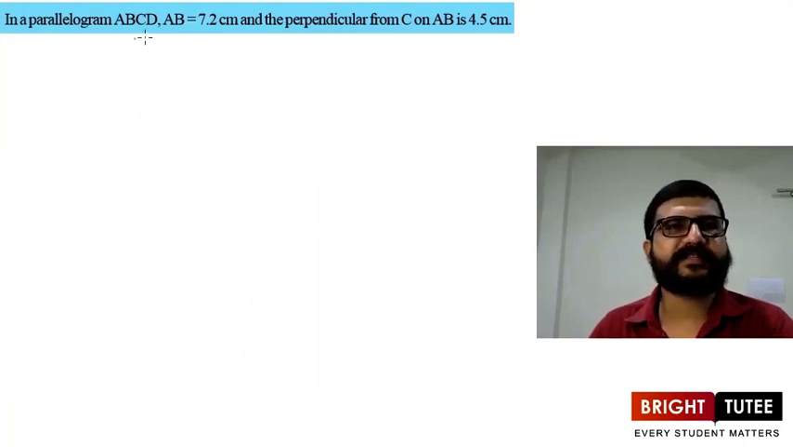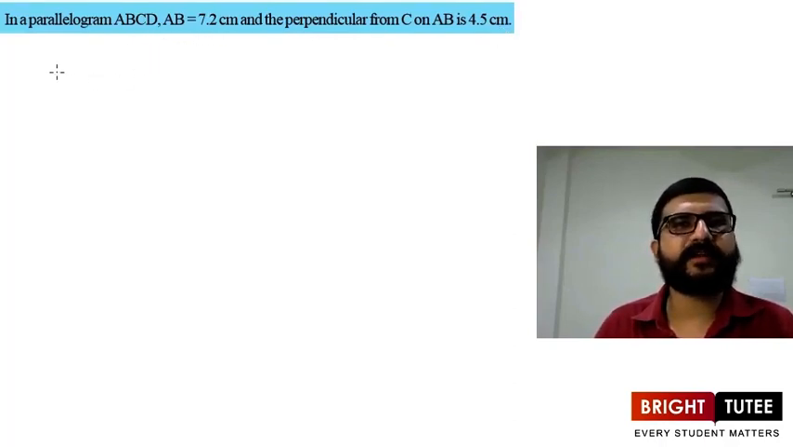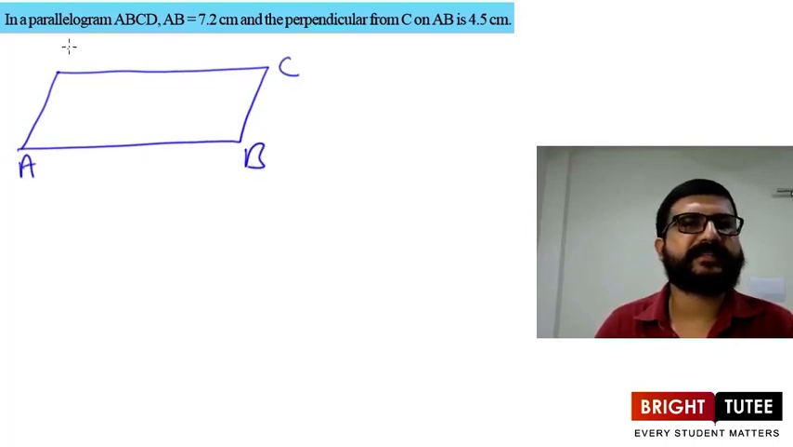Now here is the last question of this session. The question is, in a parallelogram ABCD, AB is 7.2 centimeters and the perpendicular from C on AB is 4.5 centimeters. So here if we draw a rough sketch of the parallelogram, it will be like this. Let's take this as AB, this will be C and this will be D here.